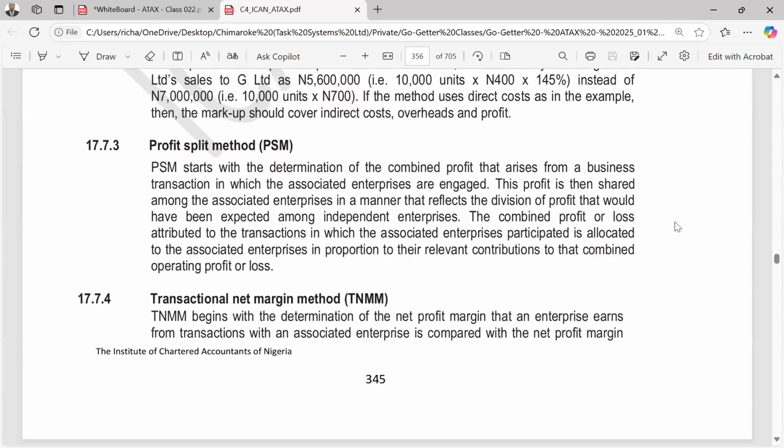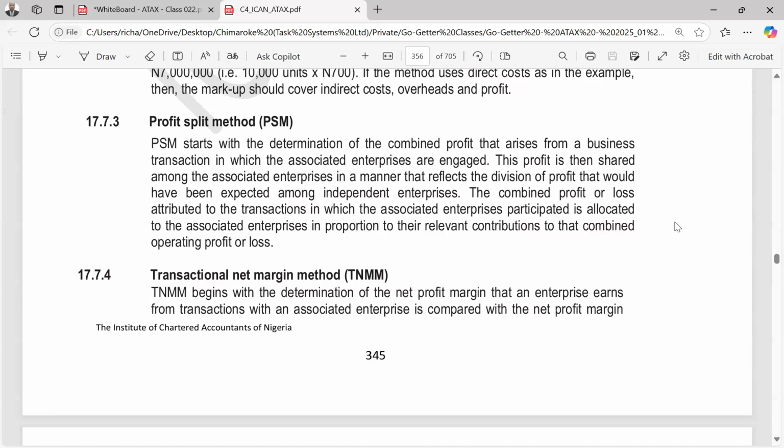Then we have the profit split method. Profit split method starts with determination of the combined profits that arise from a business transaction in which the associated enterprises are engaged. Then the profit is shared among these enterprises in a way that reflects the division of profit that would be expected among independent enterprises.